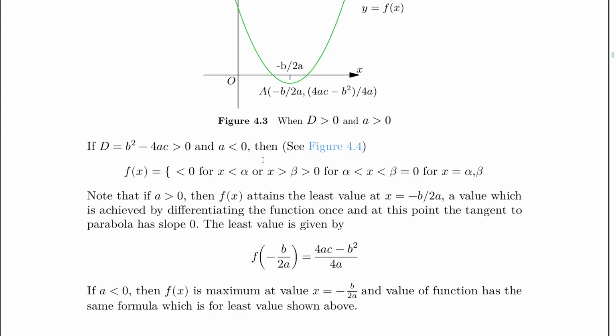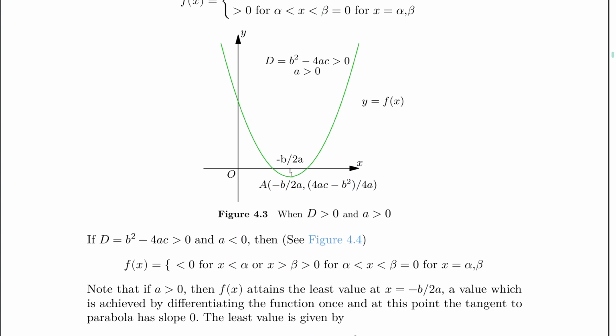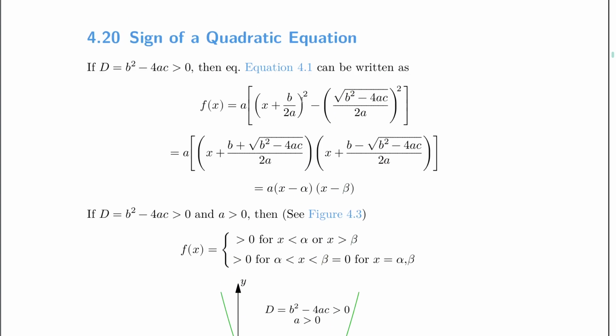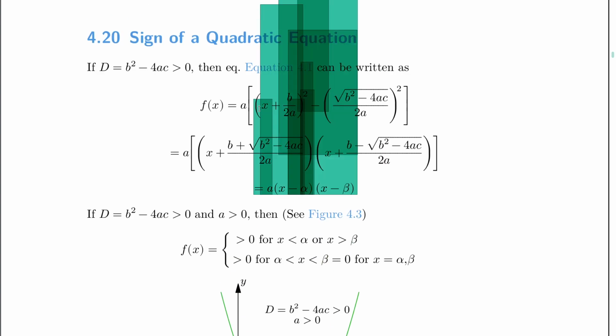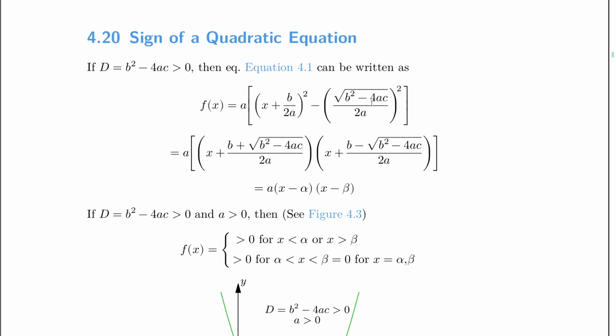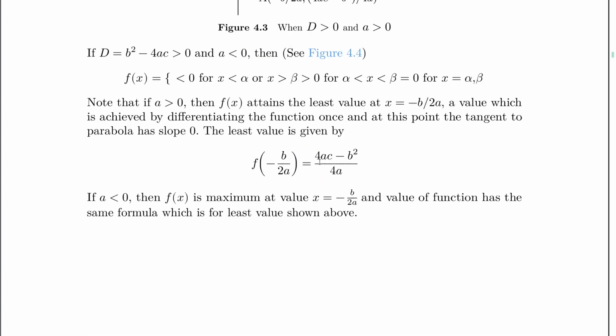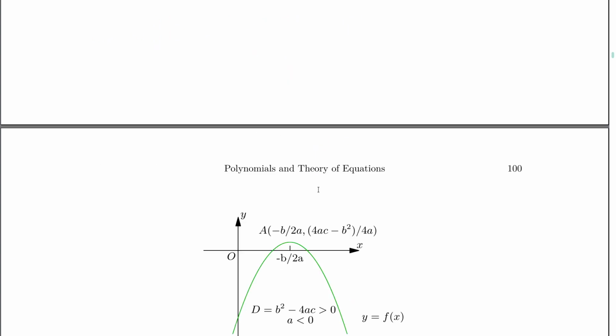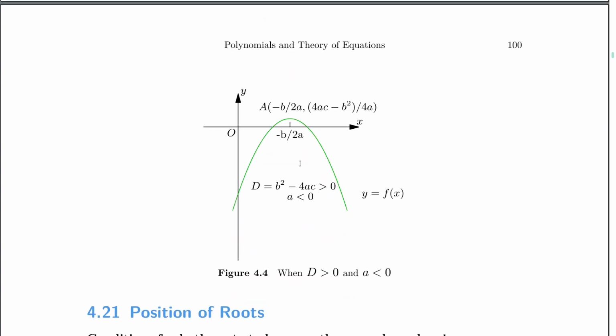So what is the least value of f? The least value of f(x) or quadratic equation will occur at the vertex. Now the vertex will occur at x is equal to minus b by 2a. So we make this 0. Once this is 0, the minimum value is this. So the minimum value is 4ac minus b square by 4a. This is the minimum value. Now if a is less than 0, again, it will have the same nature. So this is the other plot for a less than 0.